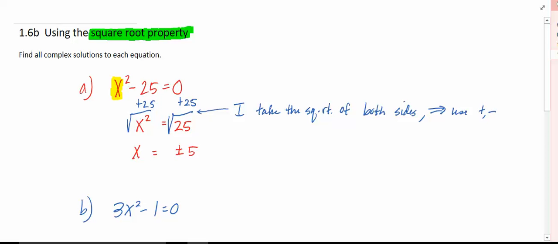Okay, so I have two answers that would actually work if I substituted them back into the x position. A negative 5 squared minus 25 is 0, but positive 5 squared minus 25 is also 0. All right, let's take a look at the second one.